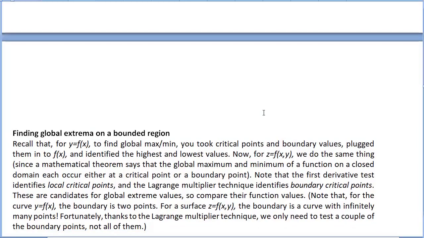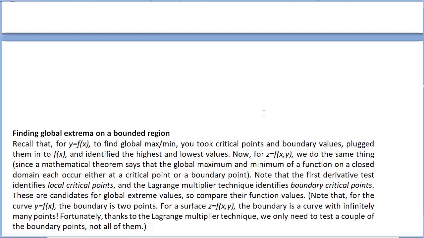To help us understand this technique, let's remember what we know from single variable calculus. For y equals f of x, if you want to find the global max and min, you find the critical points, and then you find the boundary values, which back then we called the endpoints. We plug them into f, and then comparing that handful of values, we find the highest and the lowest, and that's the global max and global min. So now for z equals f of x, y, we do the same thing. There's a mathematical theorem that says that the global max and min of a function on a closed domain each occur either at a critical point or a boundary point. So that's why we continue to use the same idea.